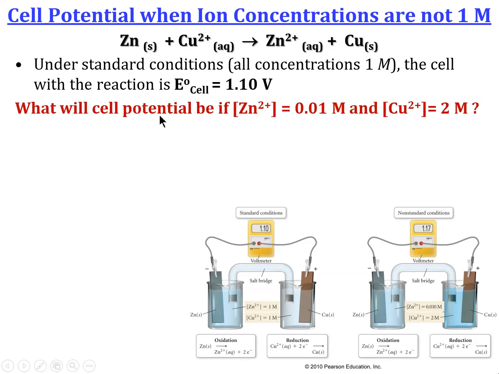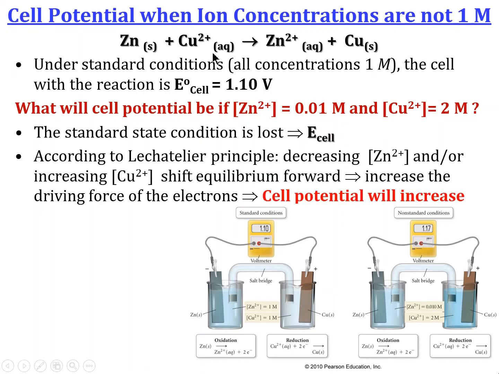What would be the cell potential if we restart the same galvanic cell by using zinc 2+ equal to 0.01 molar and Cu2+ equal to 2 molar? When the concentrations in the beakers are not equal to 1 molar, we are not at the standard state. So this value of the difference of potential could not be written E0 of the cell. So we note E of the cell.